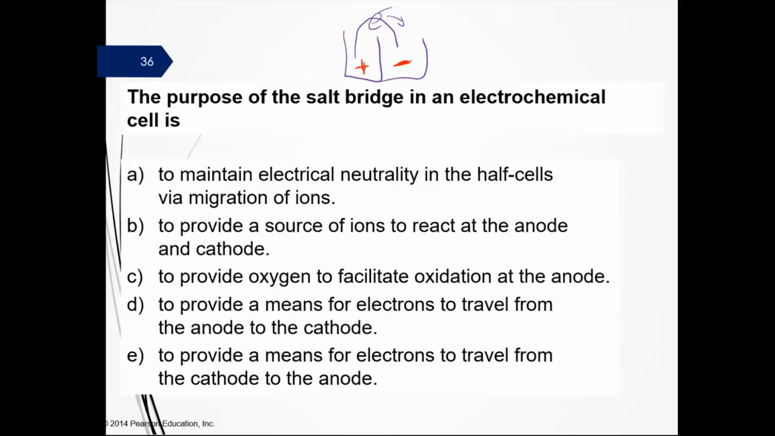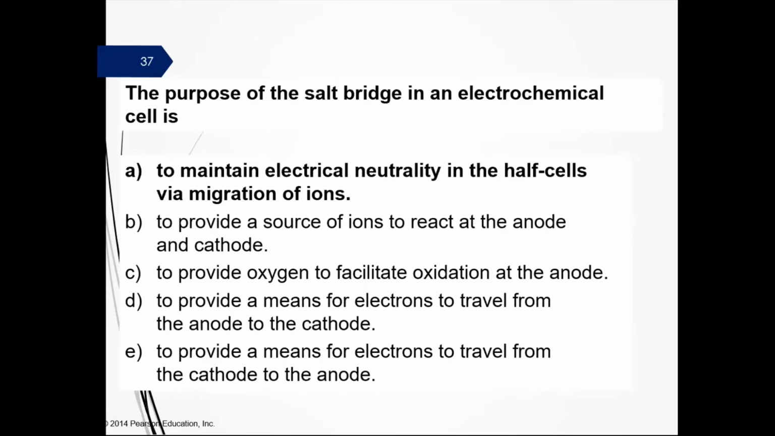We use the salt bridge to add in positive ions over here and negative ions over here, and it keeps each of those half cells neutral. So it's not that we need a source of ions to react, right? Each of those solutions with the electrolyte has all of the ions it needs. We don't use the salt bridge for the electrons to travel. Really what we're using it for is to maintain the neutrality of the half cells. So you need the movement of ions so that one side doesn't become really negative and the other side doesn't become really positive as that system runs over time.